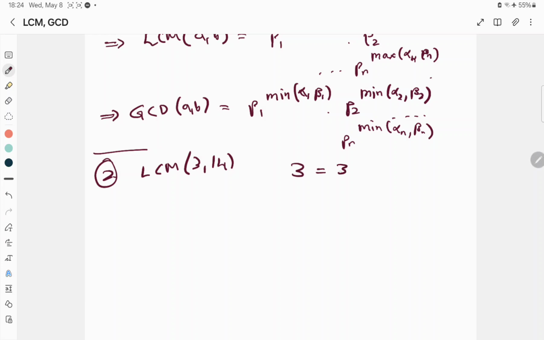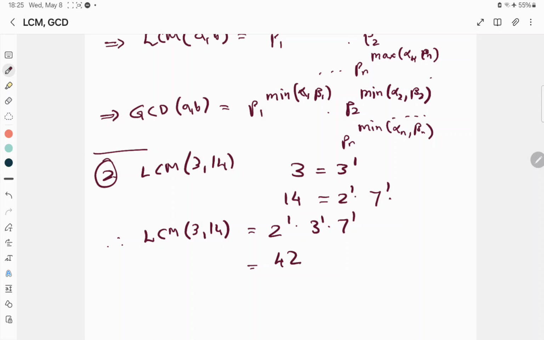So 3 itself is a prime. 3 is 3 to the power 1. And 14 is equal to 2 to the power 1 times 7 to the power 1. So the LCM of 3 and 14, again take the common primes and take the largest power, is equal to 2 to the power 1, 3 to the power 1, 7 to the power 1, which is 42.